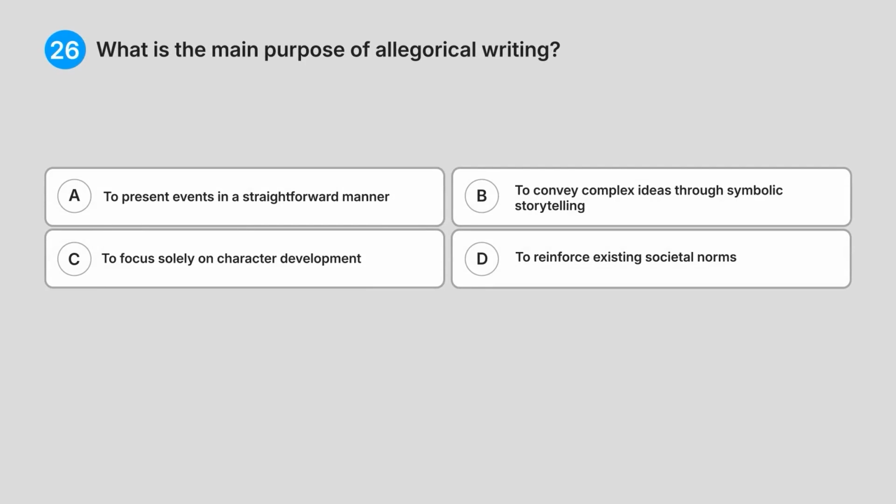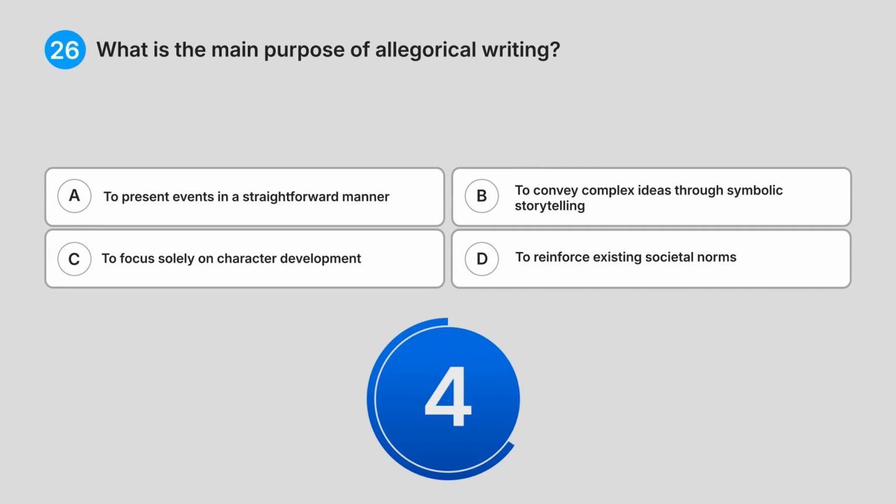26. What is the main purpose of allegorical writing? A. To present events in a straightforward manner. B. To convey complex ideas through symbolic storytelling. C. To focus solely on character development. D. To reinforce existing societal norms. What do you think is the answer?